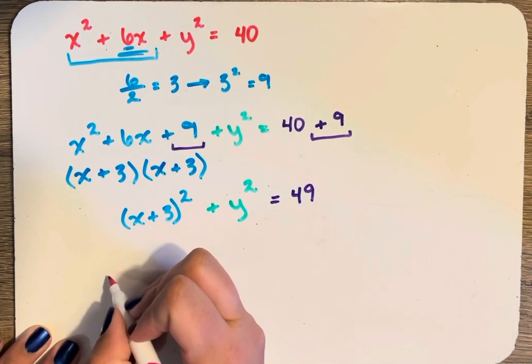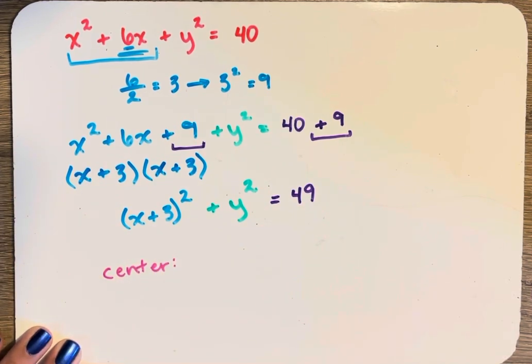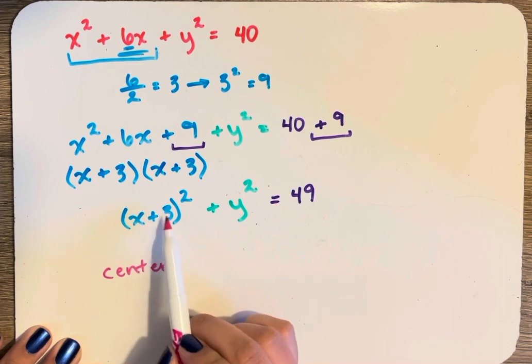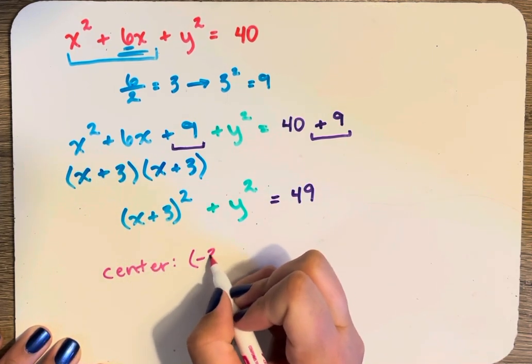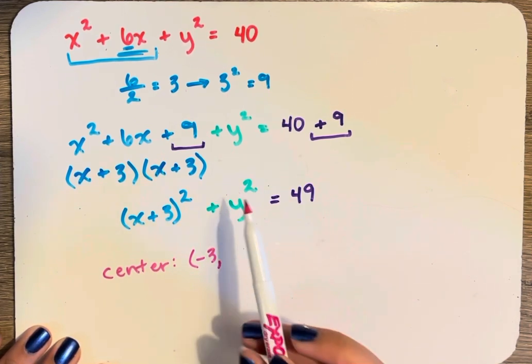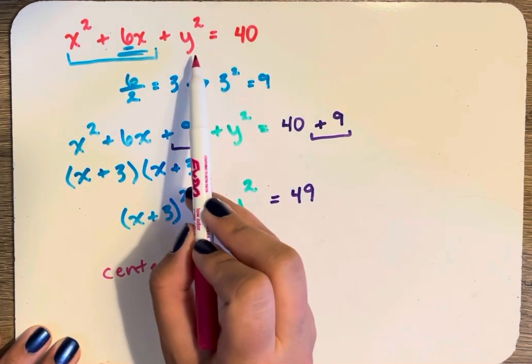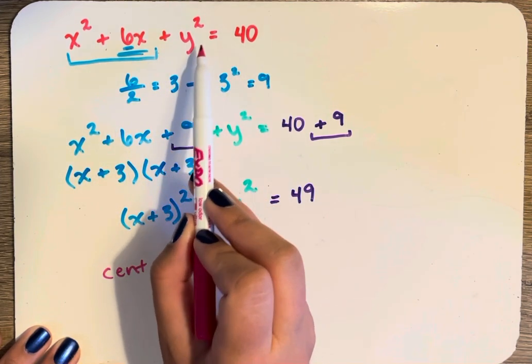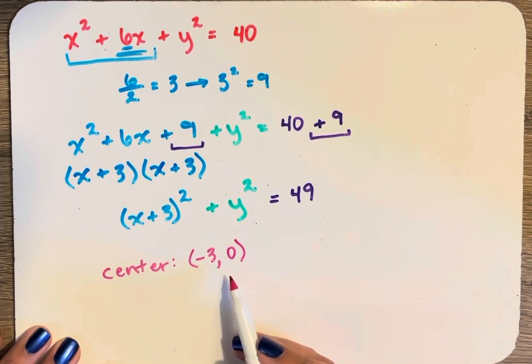So now let's determine what the center of this circle is. According to the x value, I have to change the sign here. So the center is -3, and then y squared is just on its own. There's nothing inside the parentheses with y. In my original equation, there wasn't a y to the first term, so that's why I didn't have to do anything with my y's. So that means the y value of the center is 0.